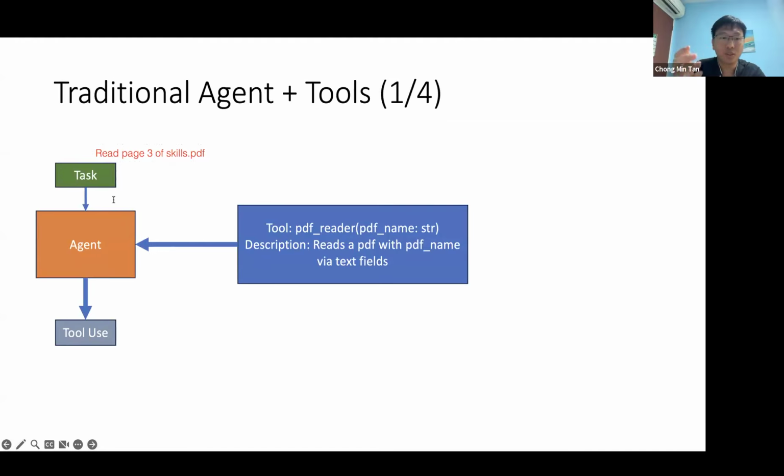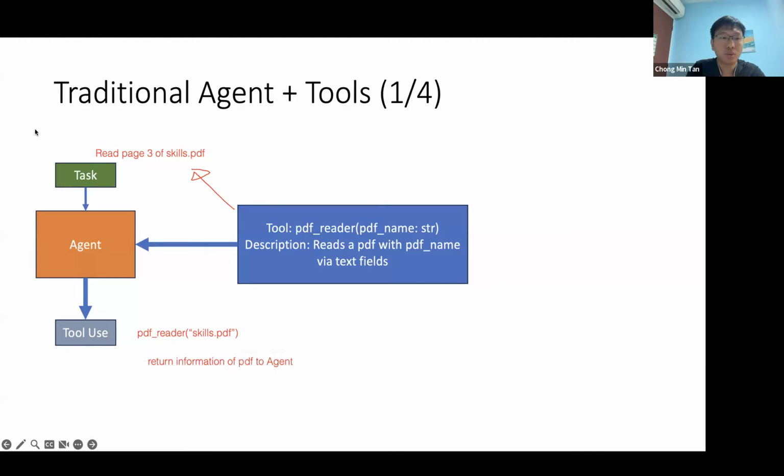Based on this task, the agent will look up its skill bank and say, oh, I have a PDF reader skill here, and this PDF reader skill takes in a PDF name. So maybe I should use this skill to try to solve this task. What I'll do is call the PDF reader tool, and the PDF reader tool would call skills.pdf. It will execute the tool use, and then the tool will return the information of the PDF to the agent.